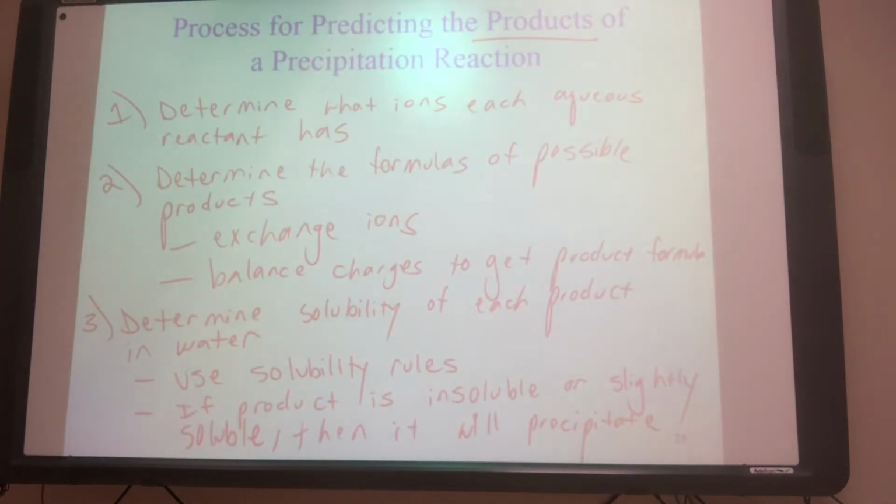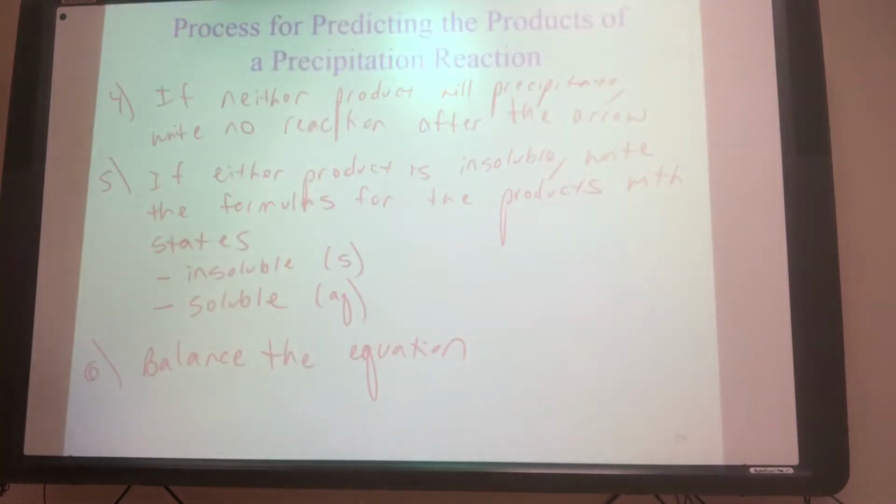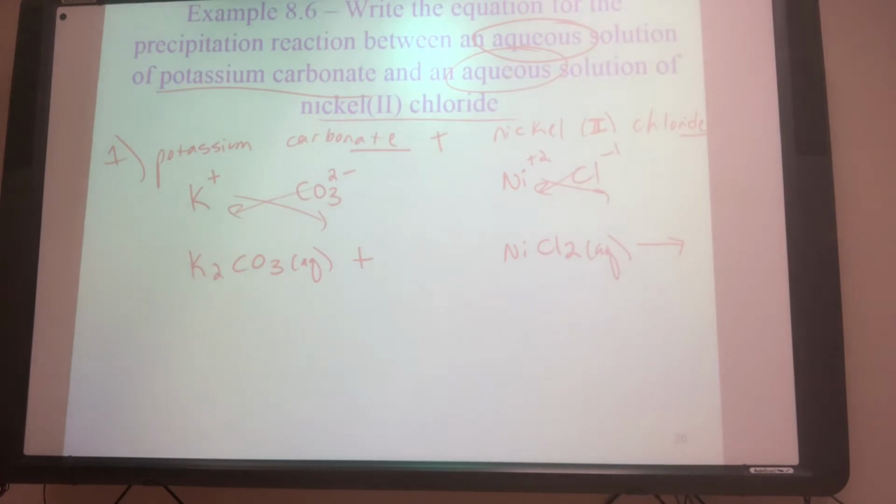So now we want to know, okay, I know what ions are present because I just had to write all the ions out and then I made the formulas. So now I want to determine the formulas of the possible products. So let's see how this works. For step 2, I'll write out my ions: K+, CO3 2-, Ni+2, Cl-. These are all the ions.